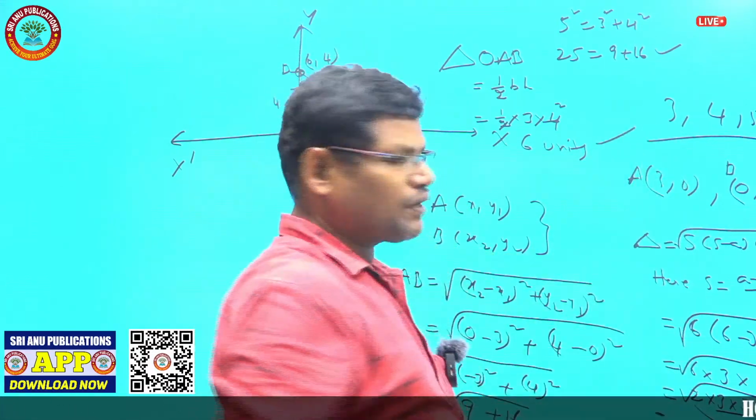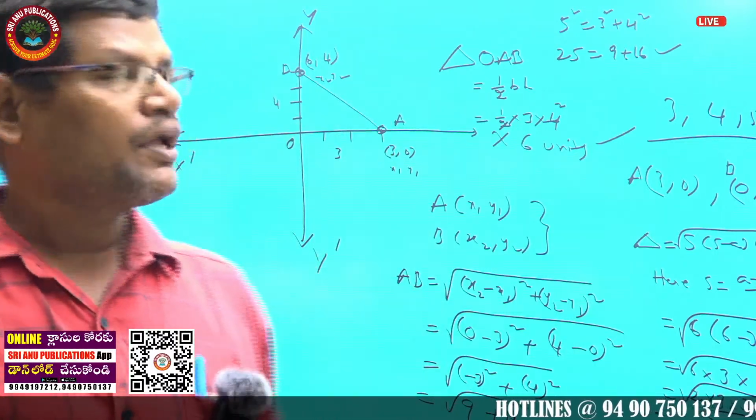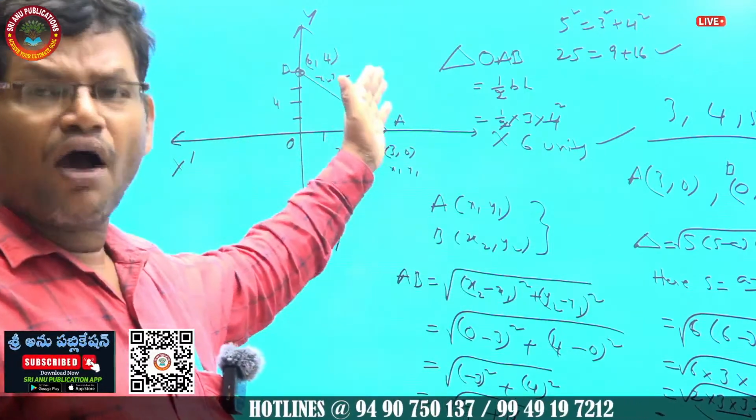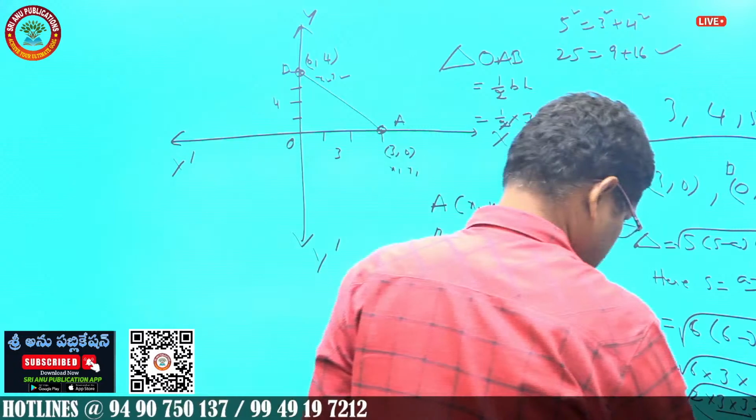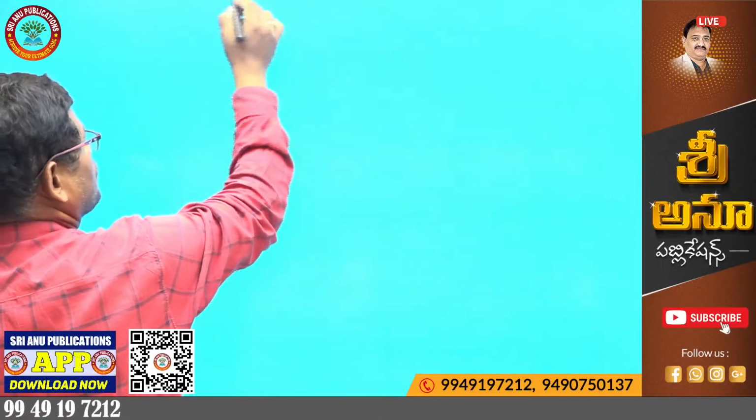Combined by that we can find the area of a triangle by using Heron's formula, as well as, if it is a right angle triangle, we can find the area as half into base into height. So next we will discuss the coordinate plane. What is meant by that?